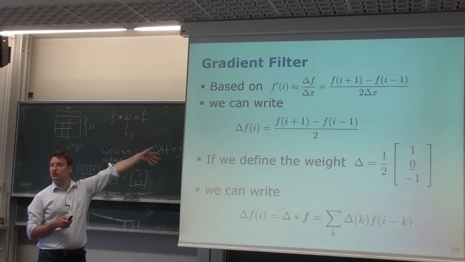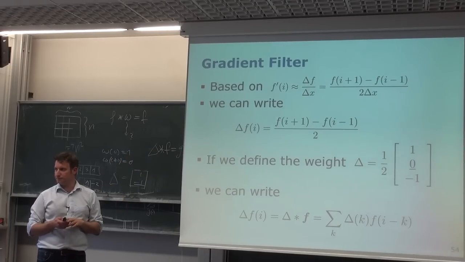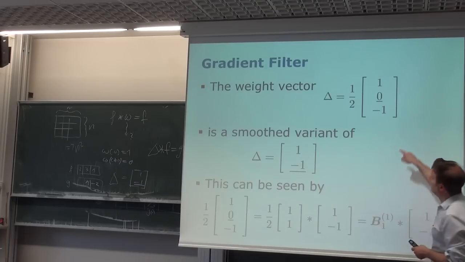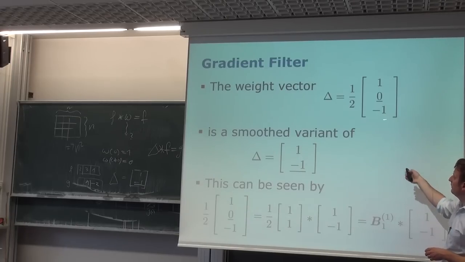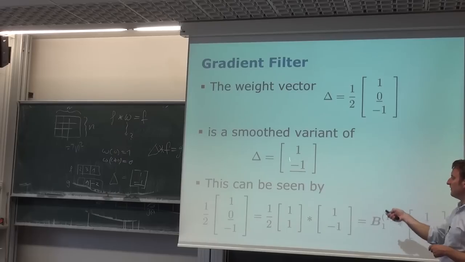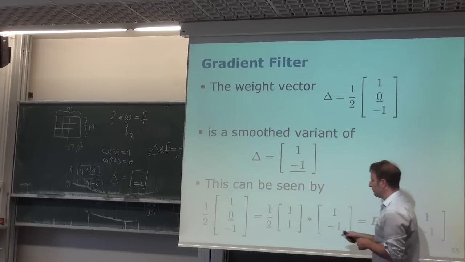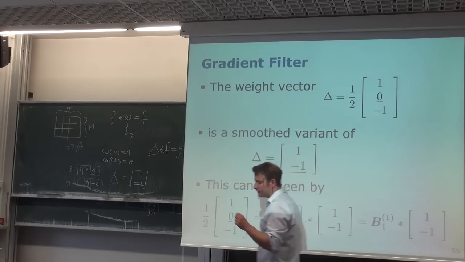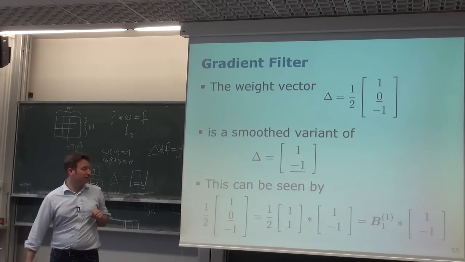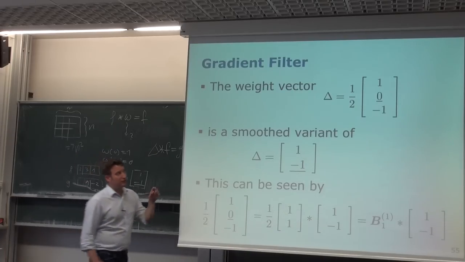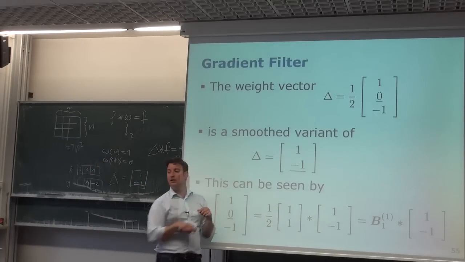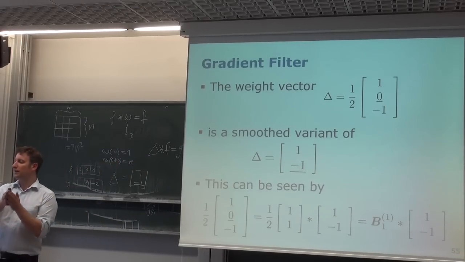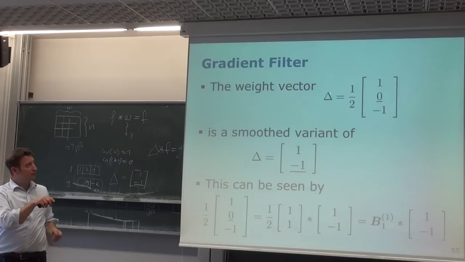We can actually see that this is a smooth variant of the filter I had before. Why? Because the weight vector I had here is the original weight vector convolved with this filter over here, which is a binomial filter, or box filter, same as a binomial filter of size 1. So this is simply a smoothed variant of this filter. It's equivalent to first doing a smoothing and then convolving it with this filter.